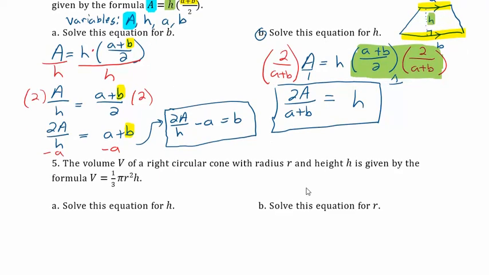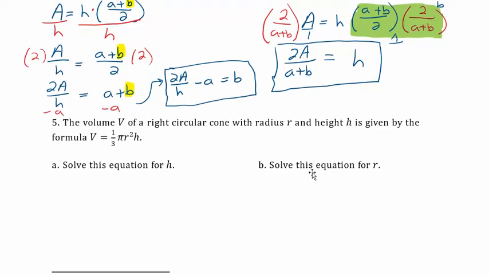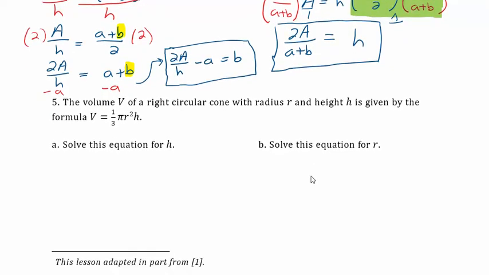Alrighty, last one. Let's give it a whirl. The volume of a right circular cone with radius r and height h is given by this formula here. So this formula has to do with a cone like this. Okay, and the radius is the radius of the circle, and then the height is the distance between the top of the cone and the center of the circle.